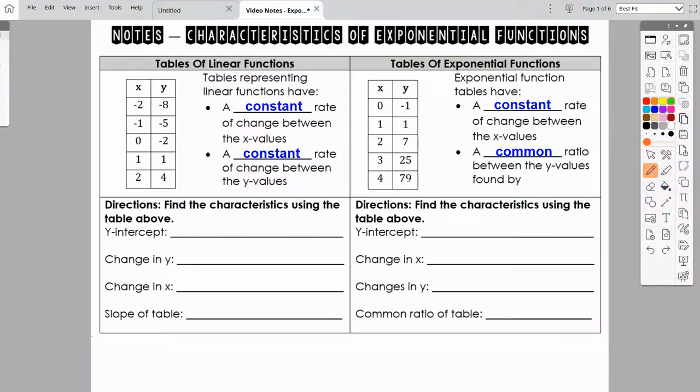In today's lesson, we're going to go ahead and take notes on characteristics of exponential functions. We're going to first look at tables. We're going to look at a linear function table first. We know it represents one when we have a constant rate of change between the x values and a constant rate of change between the y values.